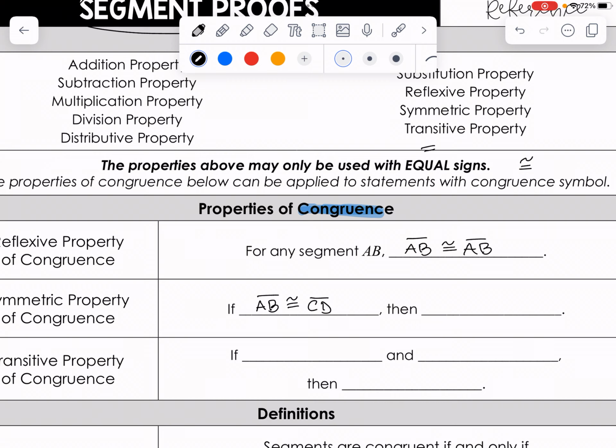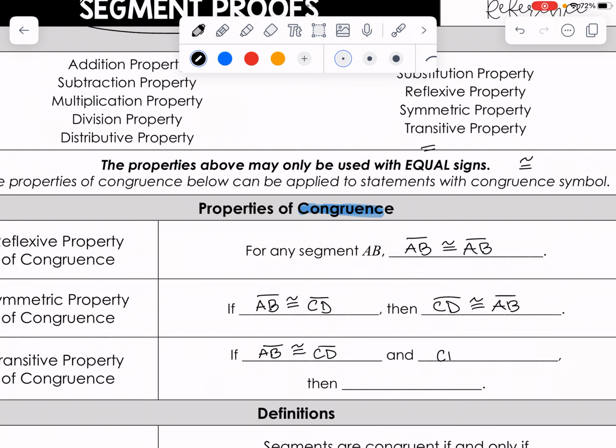And then finally, the transitive property of congruence. We're still dealing with these line segments here. If line segment AB is congruent to line segment CD, and line segment CD is congruent to something else, let's say EF, then we can say line segment AB, the first thing, is congruent to line segment EF.